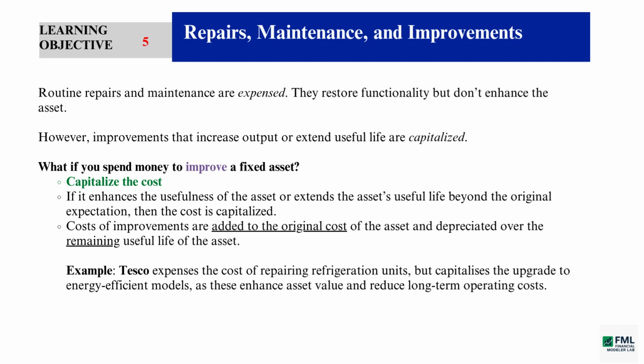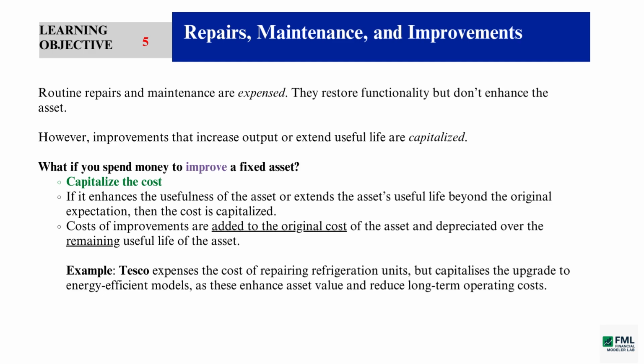Costs of improvements are added to the original cost of the asset and depreciated over the remaining useful life of the asset. Example: Tesco expenses the cost of repairing refrigeration units, but capitalizes the upgrade to energy-efficient models, as these enhance asset value and reduce long-term operating costs.